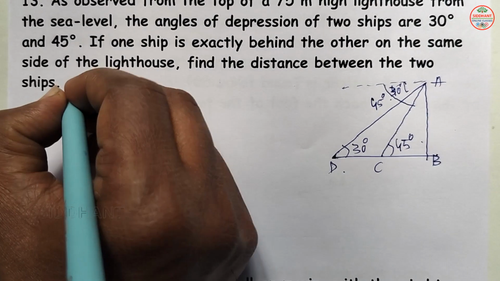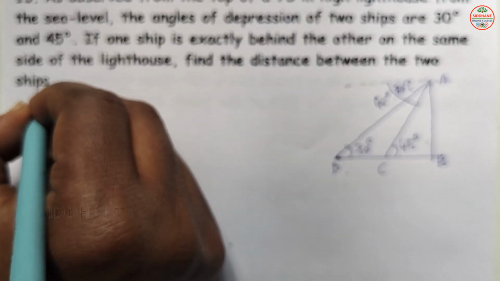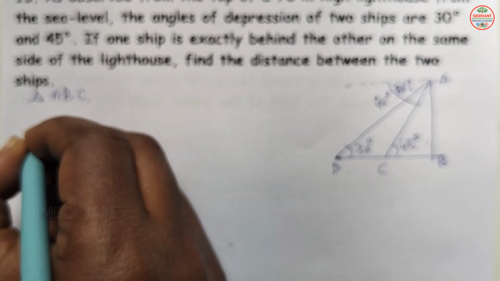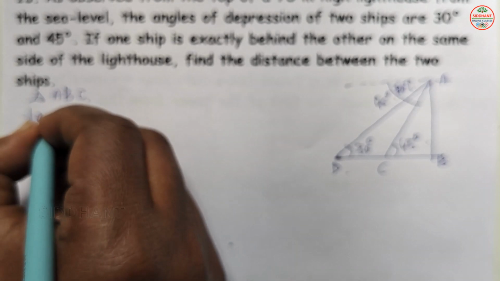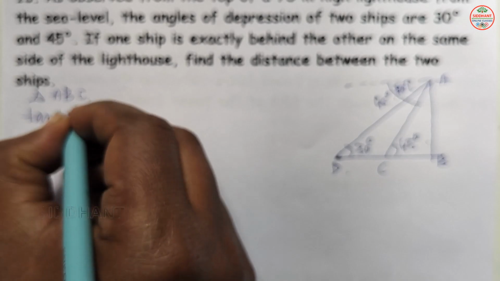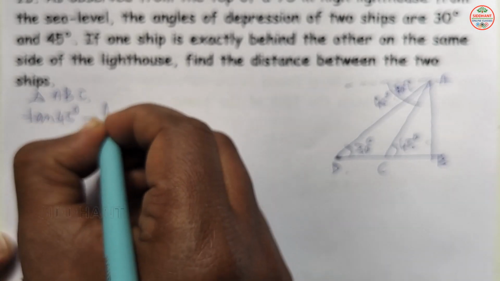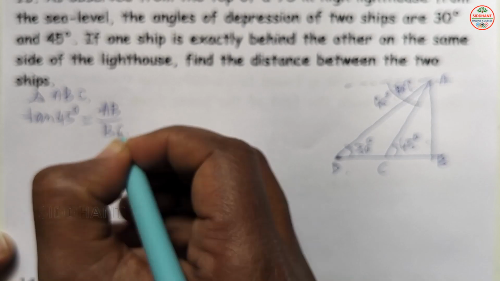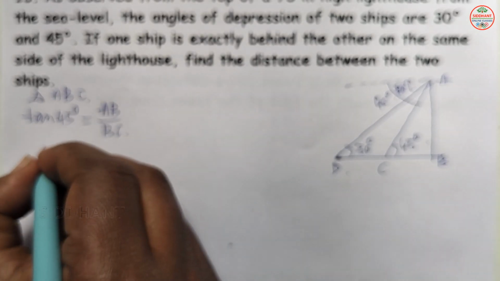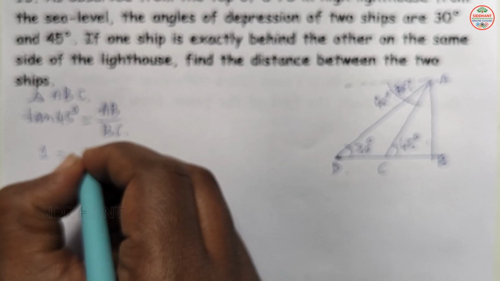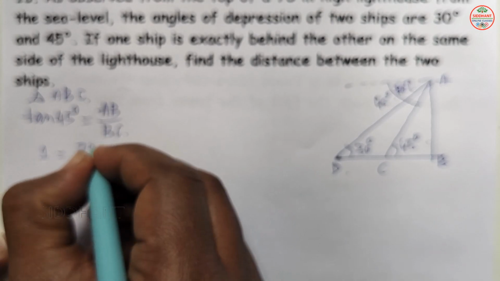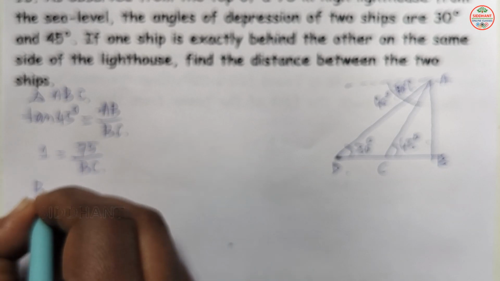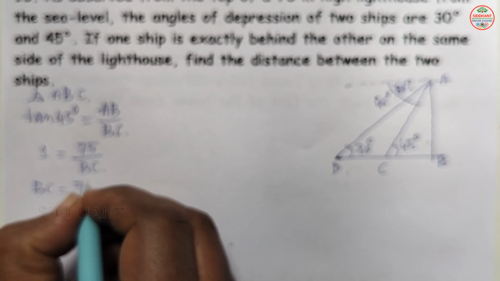So in triangle ABC, when you take tan 45 degrees, that is equal to AB by BC here. Tan 45 we know is 1, and AB is given as 75, and BC we are going to find out. So BC is equal to 75 here.